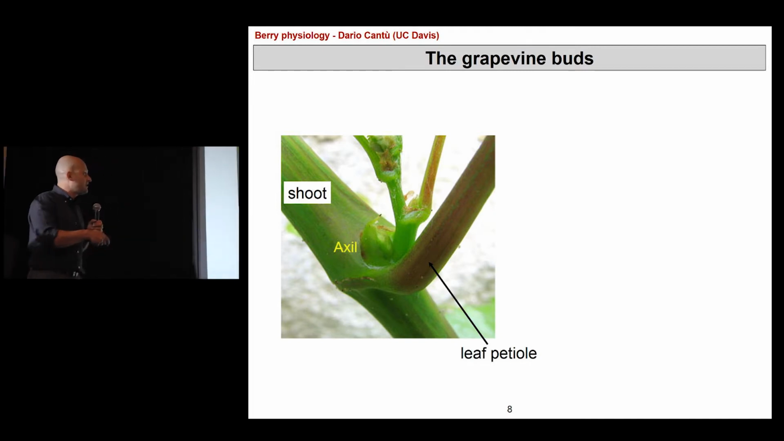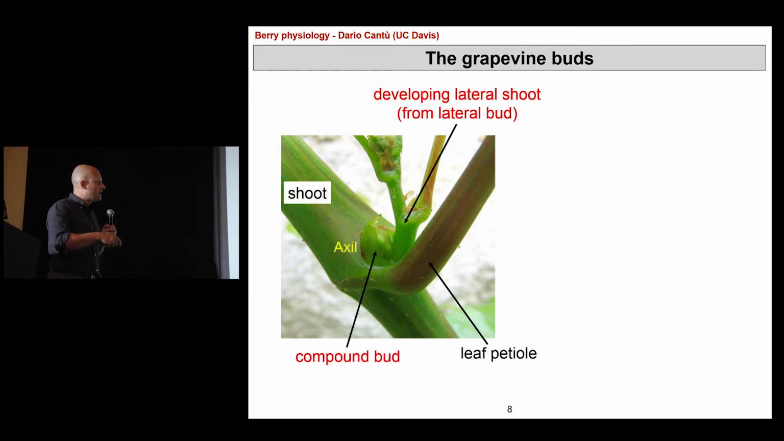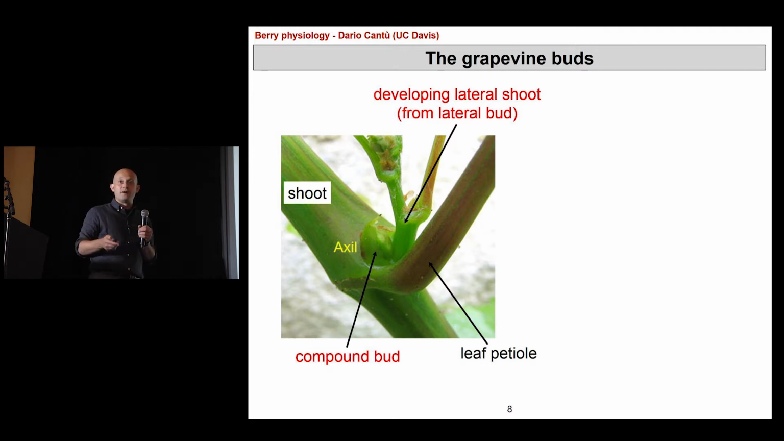Okay, so let's go now a little bit deeper in what happens in those buds. So if you look at every leaf on a grapevine, you're going to identify 2 buds, a lateral bud and a compound bud. Lateral buds produce those lateral shoots that develop the same year the buds are made. So the picture was taken too late. A lateral bud already pushed a lateral shoot. And here at this axil, you will find a second bud called compound bud.